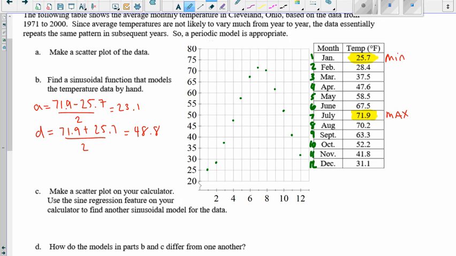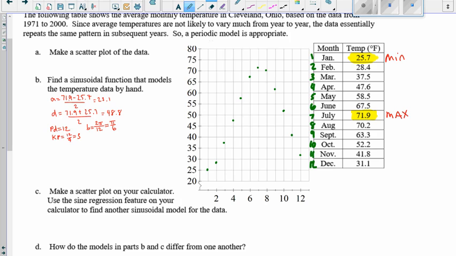And for this, the period of my graph, because we're talking about the months, is going to be 12 months. And so the key points would be equal to 12 divided by 4, which is 3. We don't need that just quite yet, but we do need the b value. So remember, the b value is equal to 2 pi divided by the period, which is 12, so pi over 6. And now we can use that to help write our equation.